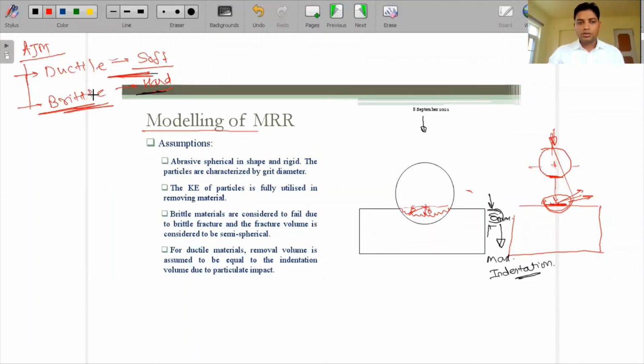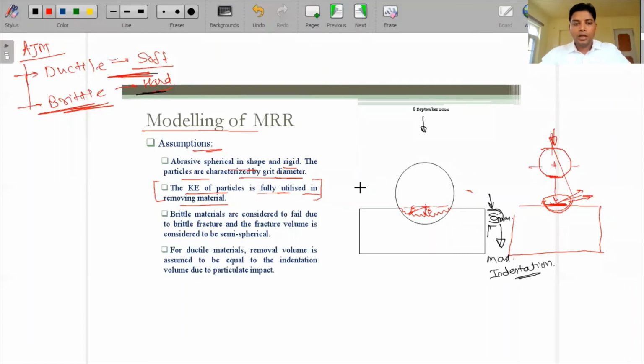Okay guys, so let's discuss the assumptions that we have to consider while modeling MRR. The abrasive particles are spherical in shape and rigid, characterized by the grit diameter that we have already discussed. The kinetic energy of the particle is fully utilized in removing the material. I will tell you the exact meaning of this most probably in the next class, but for the time being just consider that whatever the kinetic energy of this abrasive particle impinging over the workpiece surface, it is completely utilized to remove the material.